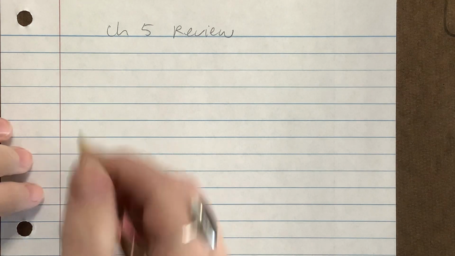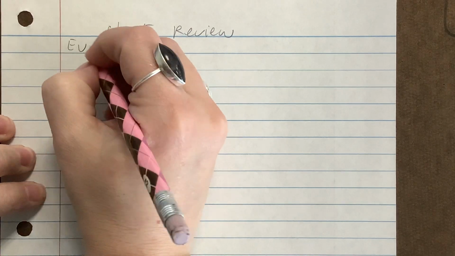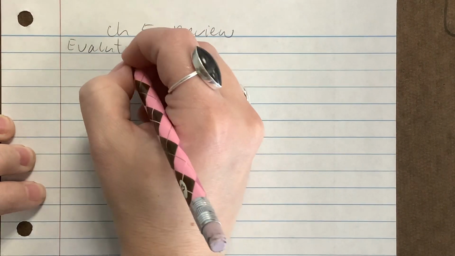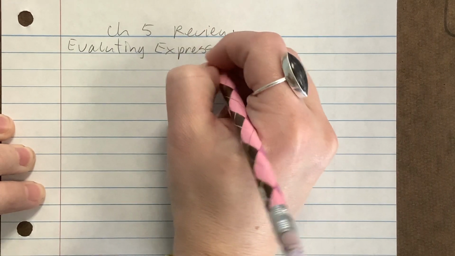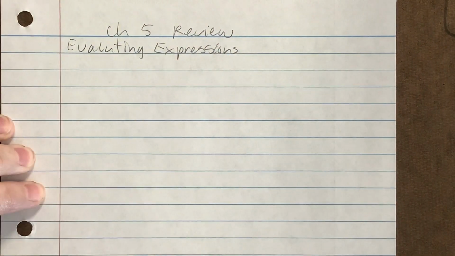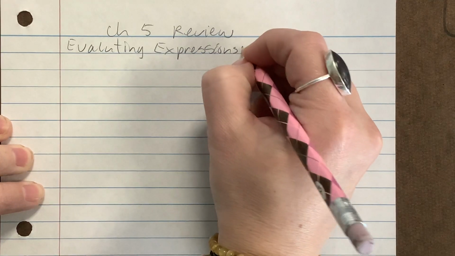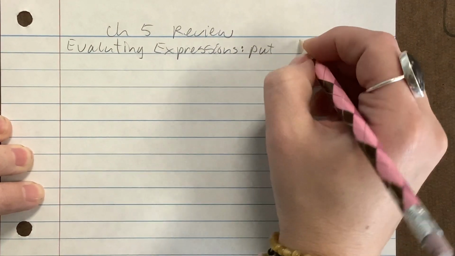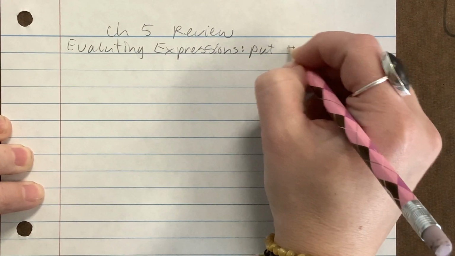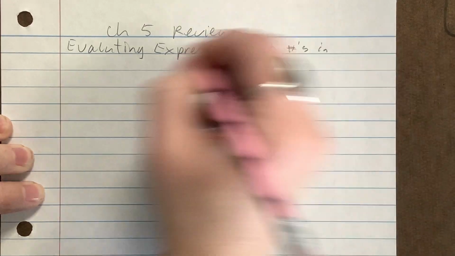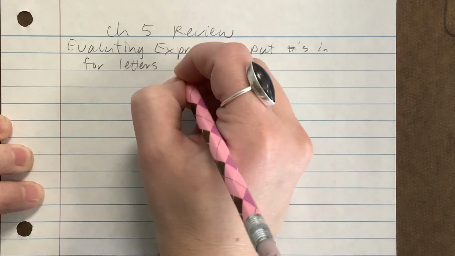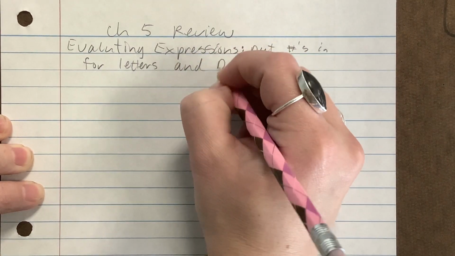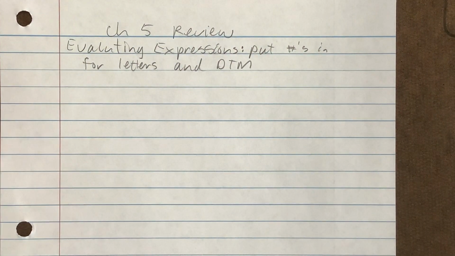So chapter 5 started out with a section on evaluating expressions. When it asks you to evaluate, all it means is put numbers in for letters and do the math.